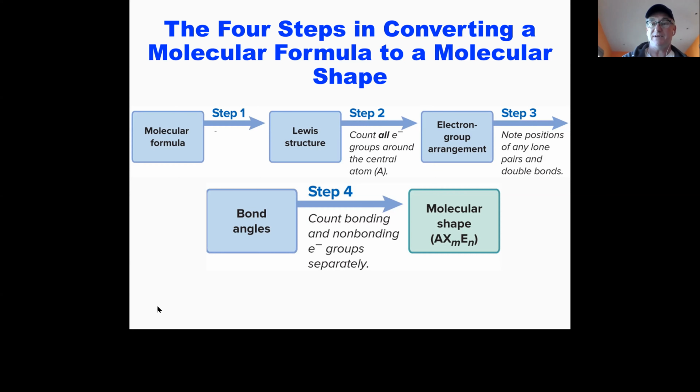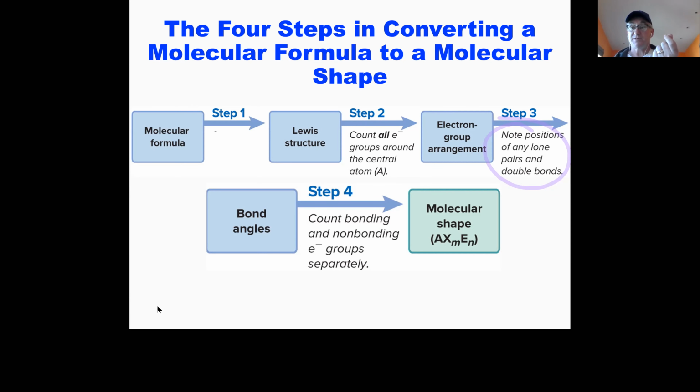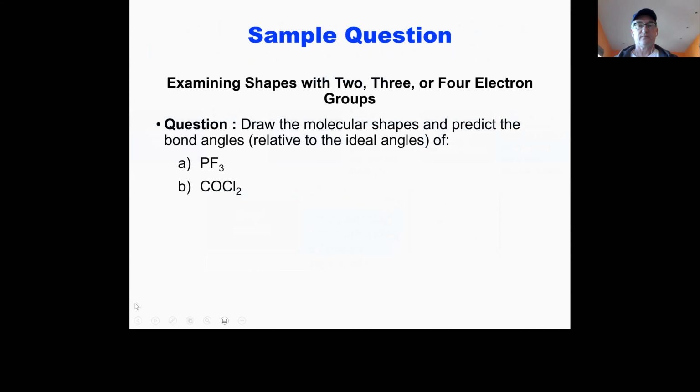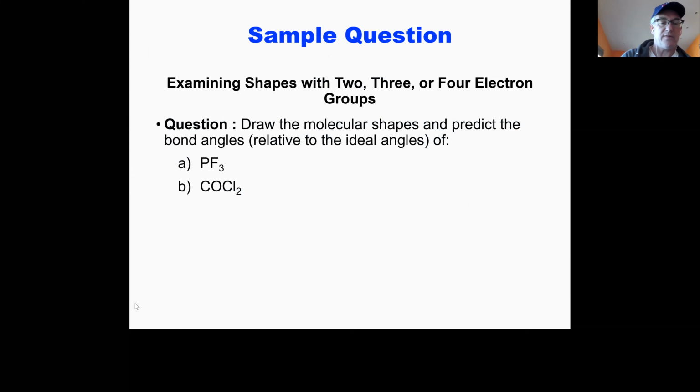So basically, we note any positions of lone pairs and double bonds. We need to know where there's a double bond, where there's a triple bond, where there's a lone pair. Then we count all the bonding and non-bonding groups with our AXE formula, and that will tell us what the shape is. Once we have the shape, we can figure out what the bond angles are as well. Those two should actually be flipped: we figure out what the shape is, then we figure out what the bond angles are. So let's do a couple. What would I call this molecule?